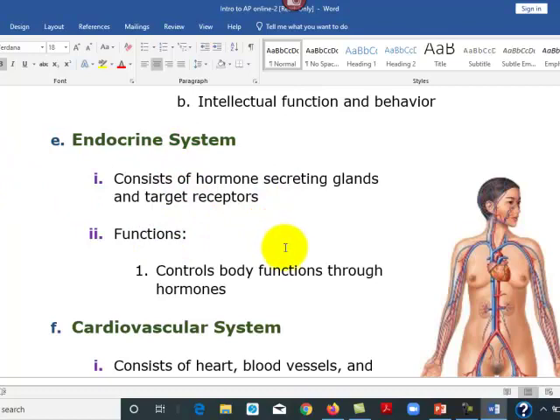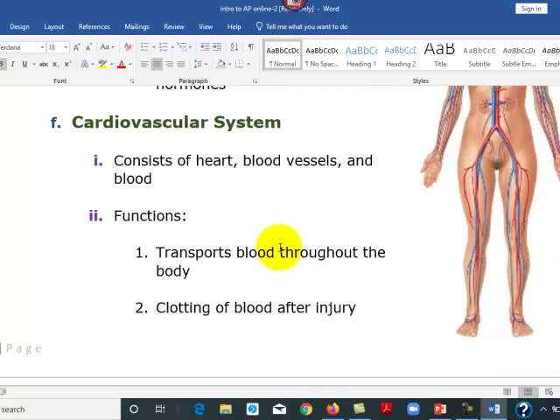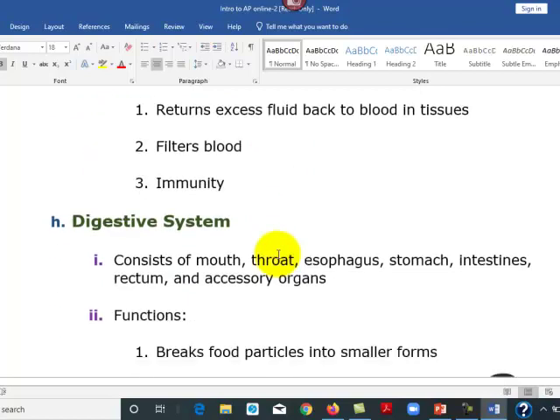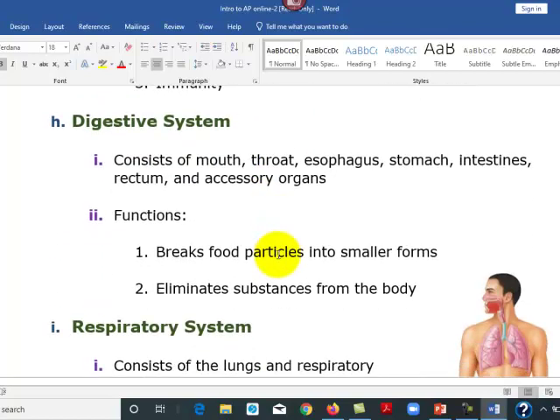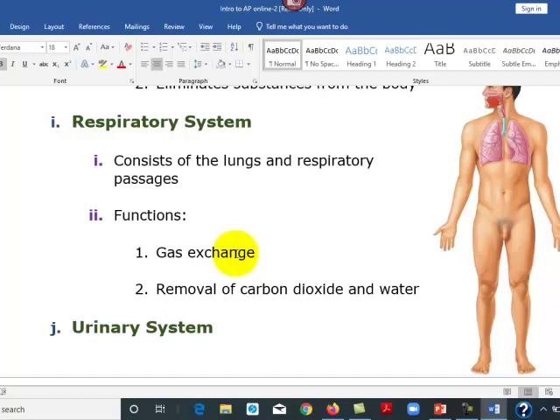The endocrine system is production of hormones and the glands that do that. Cardiovascular is your heart, arteries, veins, blood circulation. The lymphatic system is immunity and returning excess blood from the tissues back to the bloodstream so you don't have swelling. The digestive system, of course, has to do with eating and how your body breaks down food. Respiratory is all about breathing and acquiring oxygen and getting that oxygen not only into your bloodstream but also into cells of the body.